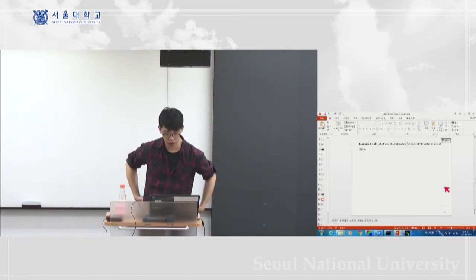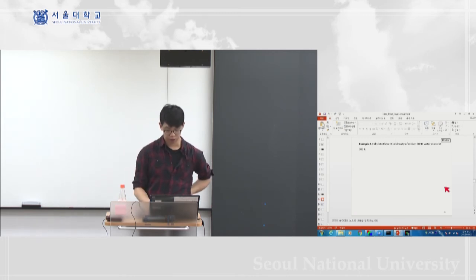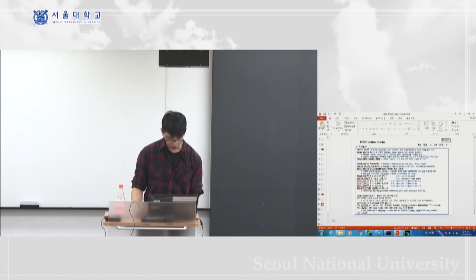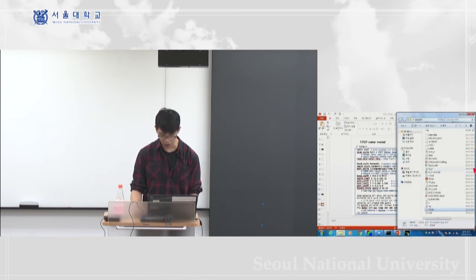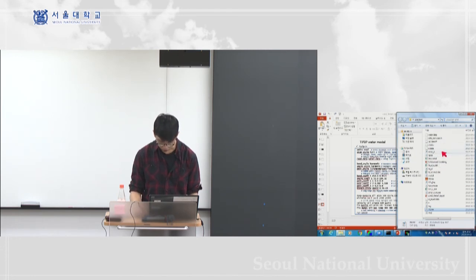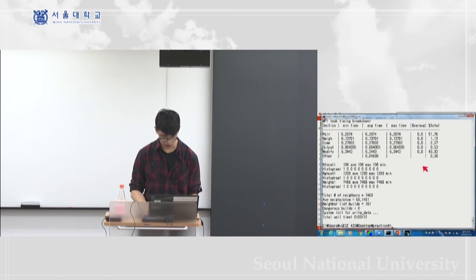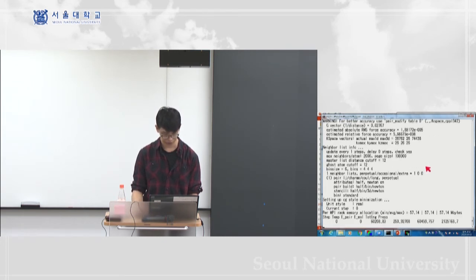Next one is simulation of liquid water. So this is the input file. This simulation is going to take a while, so I will just make it run, then explain the input file. You might want to run it now too, because it's going to take a while. So you can see that it is quite slow.